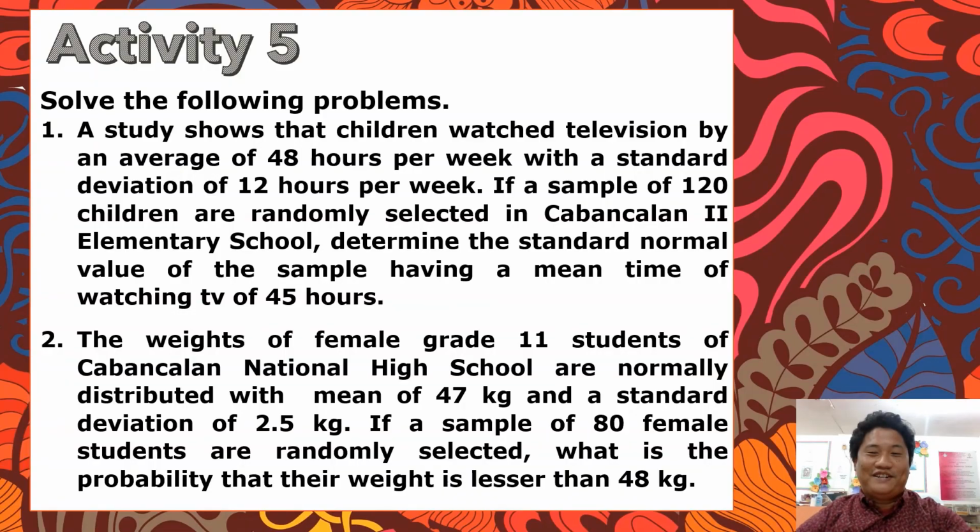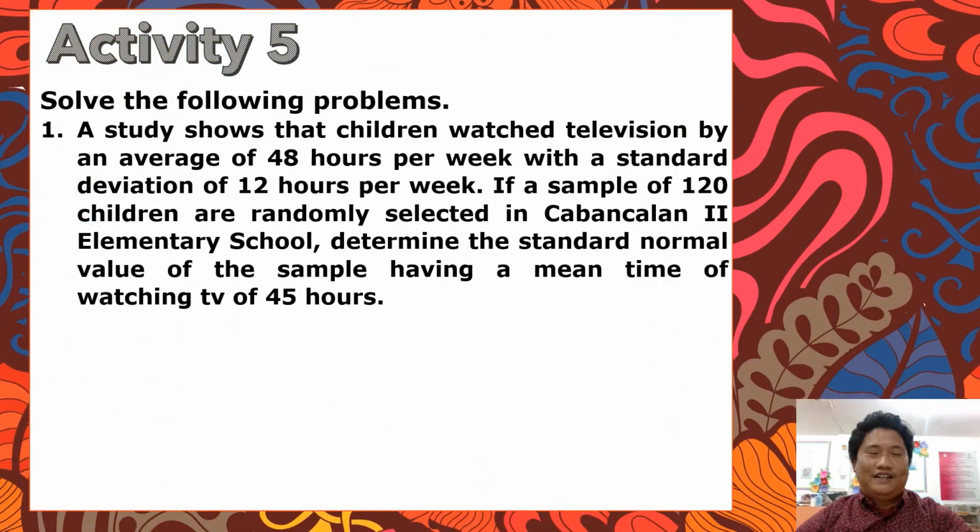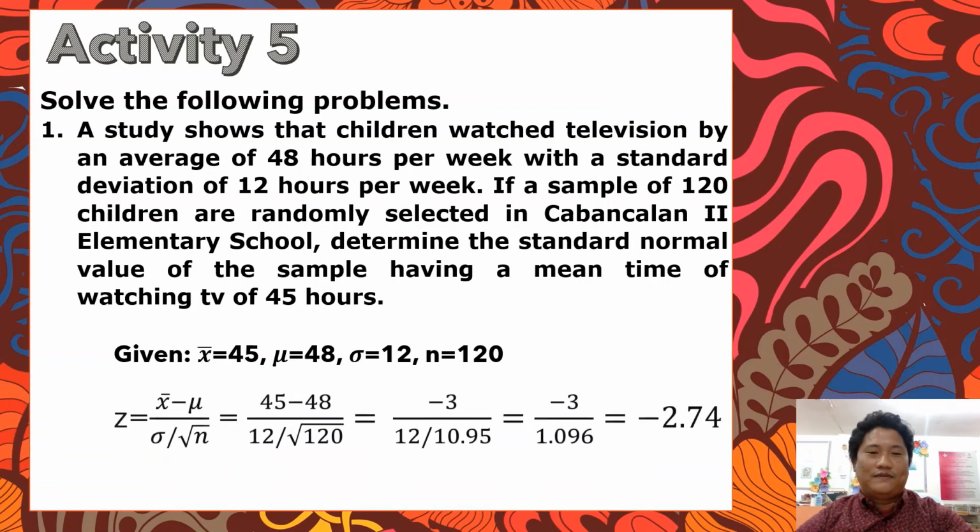Hello, I guess you already have your answers for this activity. So now let's reveal the answers for these two problems. Let's start with problem number 1. Our given here: our sample mean is 45, while our population mean is 48, our standard deviation is 12, and our sample size is 120.